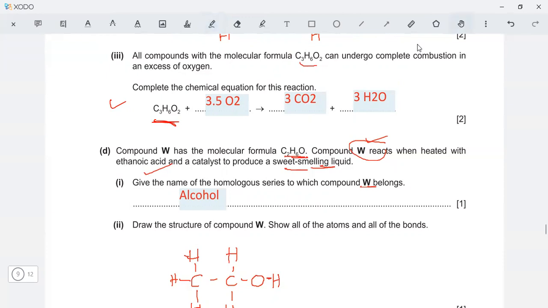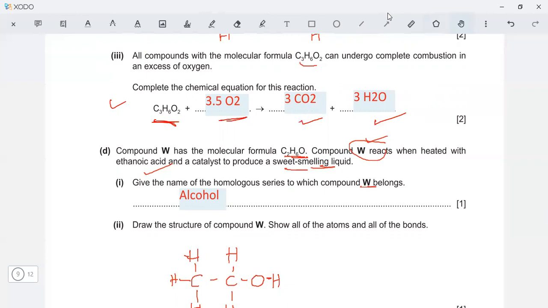Okay, when you burn a substance in the presence of oxygen, it always produces carbon dioxide and water. So as per the atoms needed here, we just need to balance it. Balance it so that both sides are equal.